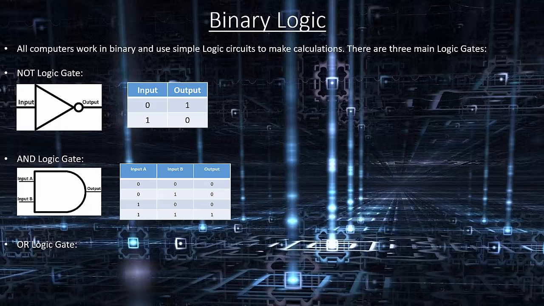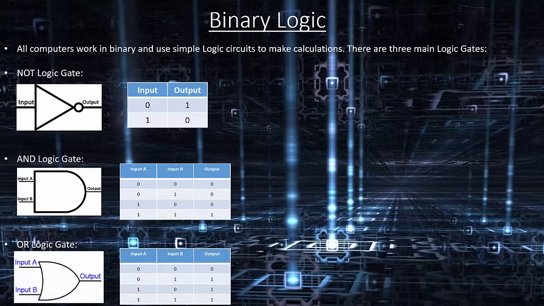Or logic gate. If the input of A and B are 0, the output will be 0. If the input of A is 0, the input of B is 1, then the output will be 1. And if the input of A is 1, the input of B is 0, then the output will be 1. If the input of A and B are both 1, then the output will also be 1.